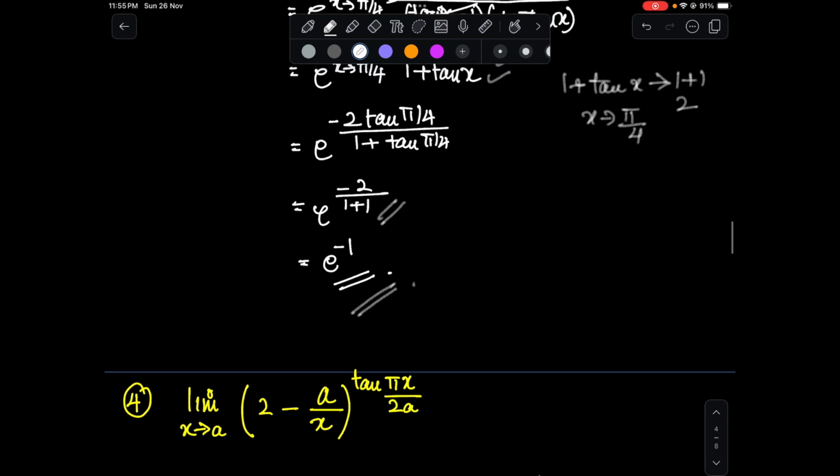Let's have a look at this problem. Again, it's involving some trigonometry and some algebra.